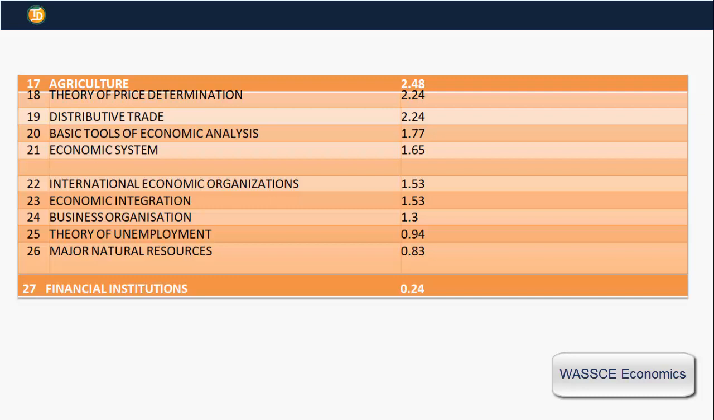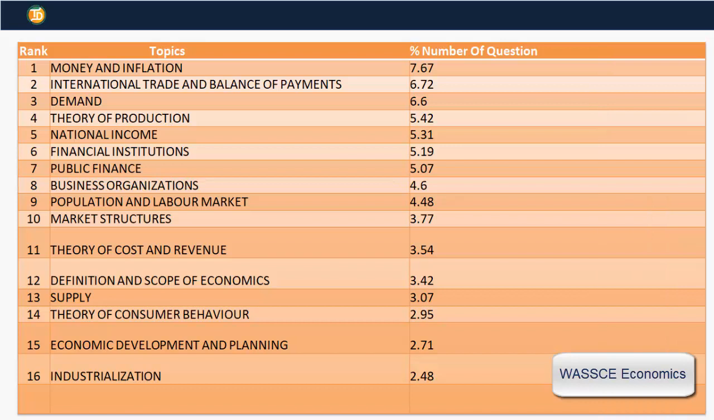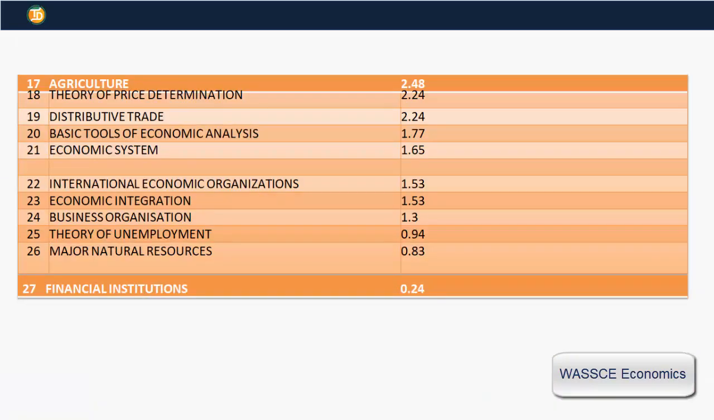As we can see, the highest in section B is money and inflation, which has 7.67, while the lowest in section B is financial institutions, which has 0.24. We believe this information will help students get prepared for the exam in order to perform better and obtain excellent results.